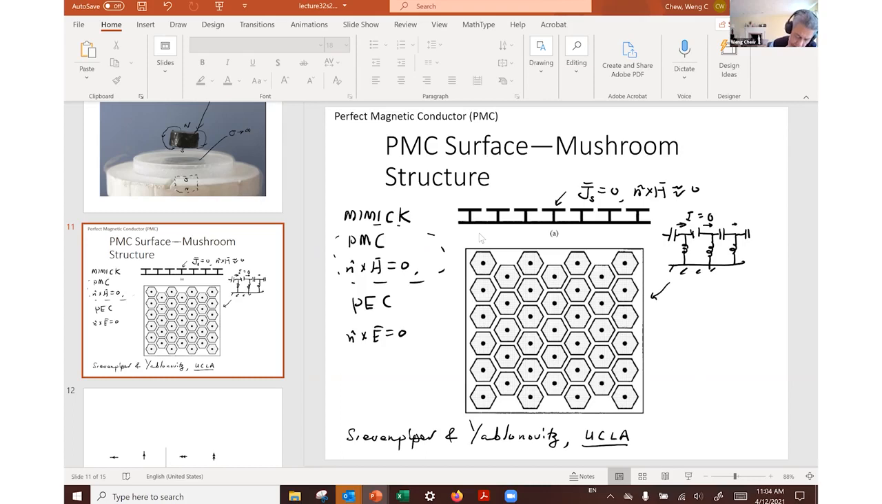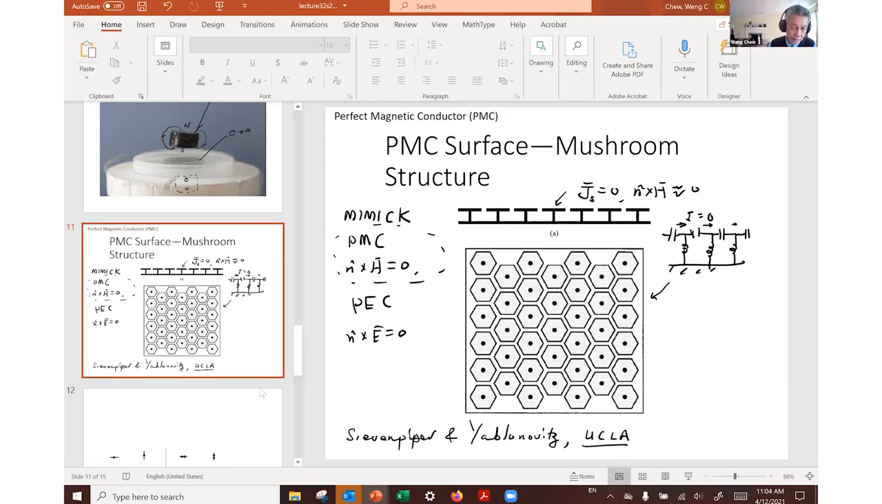So this structure, if you operate it at the correct frequency so that all these mushroom structures start to resonate, they form open circuits up at this surface. This surface would look very much like a PMC surface. So that's how engineers design PMC surfaces. Are there any questions regarding this structure?